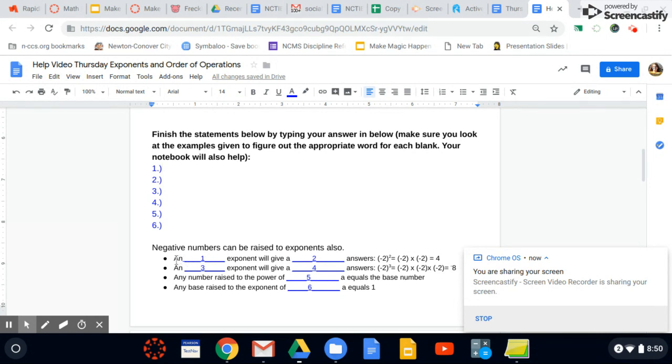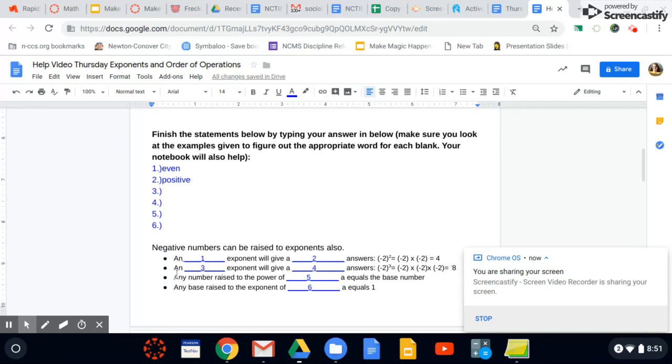So the first one says a blank exponent will give a blank answer. If I look at the example, I can infer what it's talking about, especially if I'm looking at my notes. So an even exponent, because this exponent right here is a 2, which is an even number. So in number 1, I would type even. An even exponent will give you, if I'm looking at the 4 here, it's positive. It'll give me a positive answer.